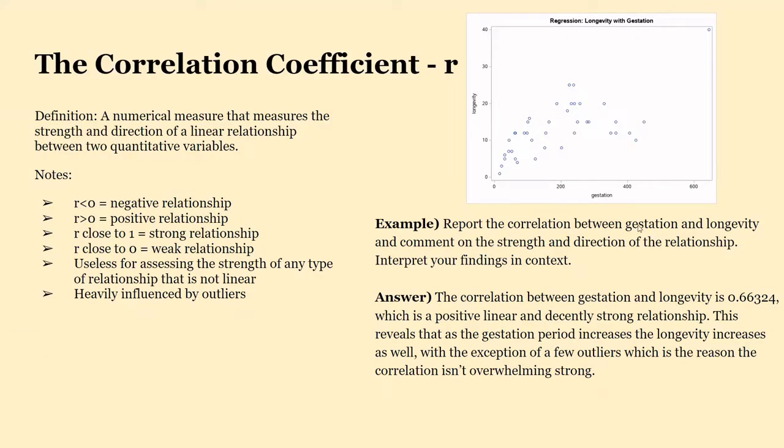The correlation coefficient R is a numerical measure of the strength and direction between two quantitative variables. When R is less than 0, the relationship is negative. When R is greater than 0, the relationship is positive. The closer you get to 1 or -1, the stronger the correlation is. However, these values are heavily influenced by outliers.